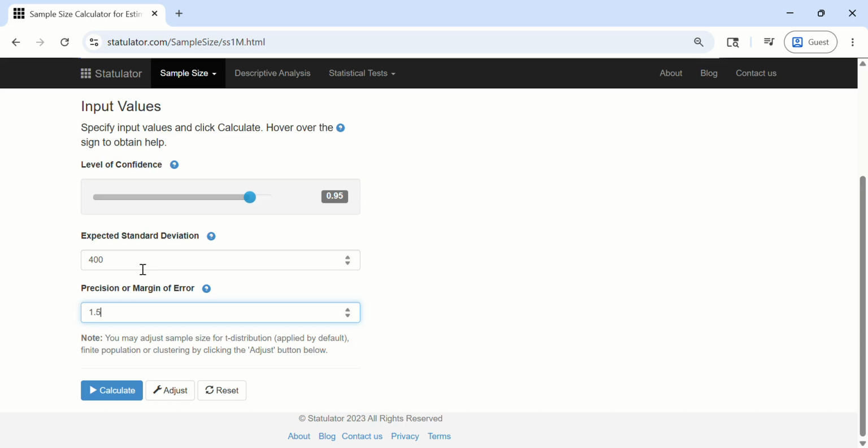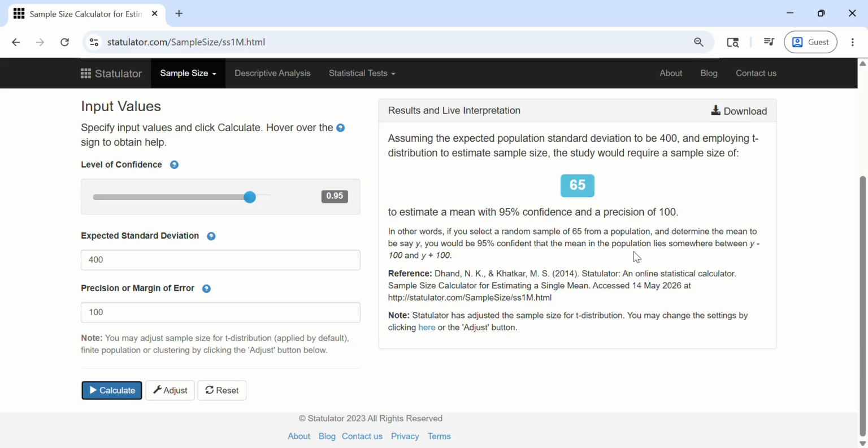Whatever is the unit of measurement for the mean and standard deviation, the same is the unit of measurement for the margin of error. So I might say that I would be fine with a margin of error of, let's say, 100 grams, and then I go on calculating. The sample size comes up to be somewhere around 65.